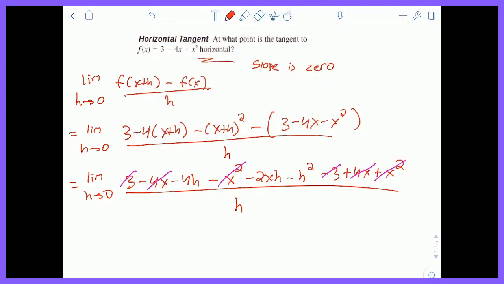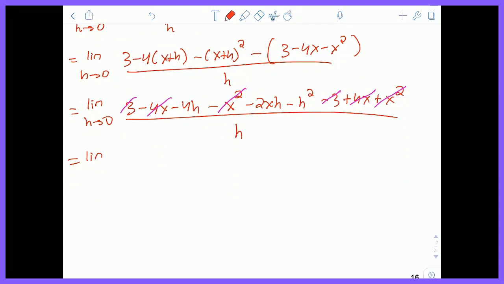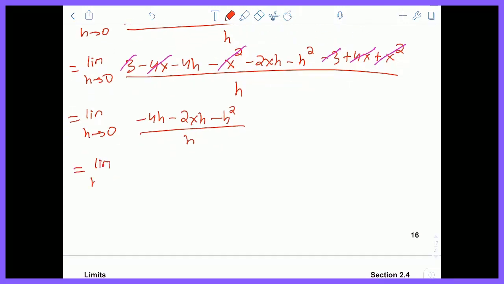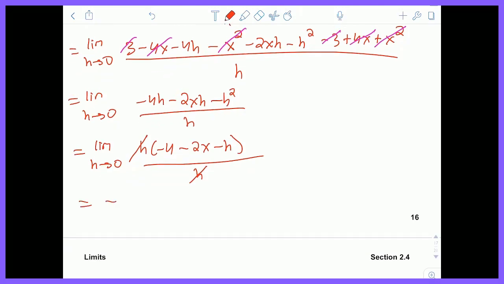So let's rewrite what we have. This is the limit as h goes to 0 of negative 4h minus 2xh minus h squared over h. Let's factor and cancel an h. Limit as h goes to 0 of h times negative 4 minus 2x minus h all over h. Boom, boom. So this equals negative 4 minus 2x after plugging in your 0 for h. So this right here is the derivative.